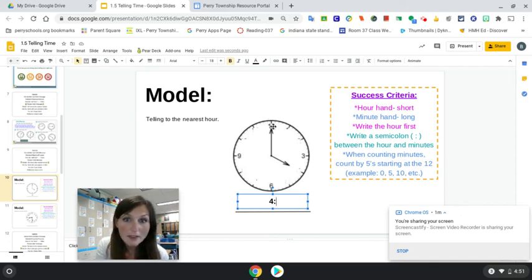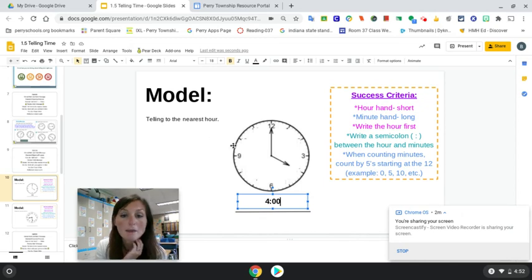But for this, I don't have to. It's already at the 12. It's already at the 0. I don't have to make myself go all the way around counting by fives because it's already there. When that happens, this means that it is at the right hour. This is to the nearest hour. So I'm going to put 00 to show that it's exactly 4 o'clock.